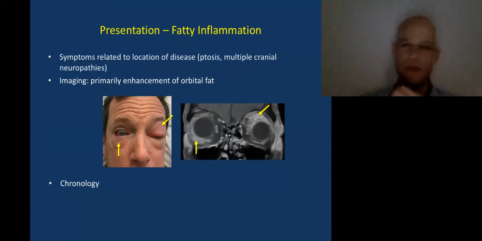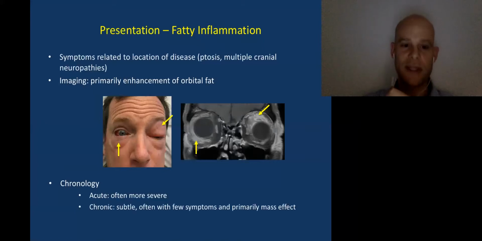Okay. Whatever, good enough. Chronologically, fatty inflammation, again, and I'll talk again why this is important later on, can be acute or chronic. If it's acute, often the patients like this individual who I saw will come in with severe pain and discomfort, but it can be chronic as well. And in that case, it's very subtle. The patients will walk in with sometimes very few symptoms, and it's primarily a mass effect. So again, they'll be referred without much complaints, except that they'll have proptosis.